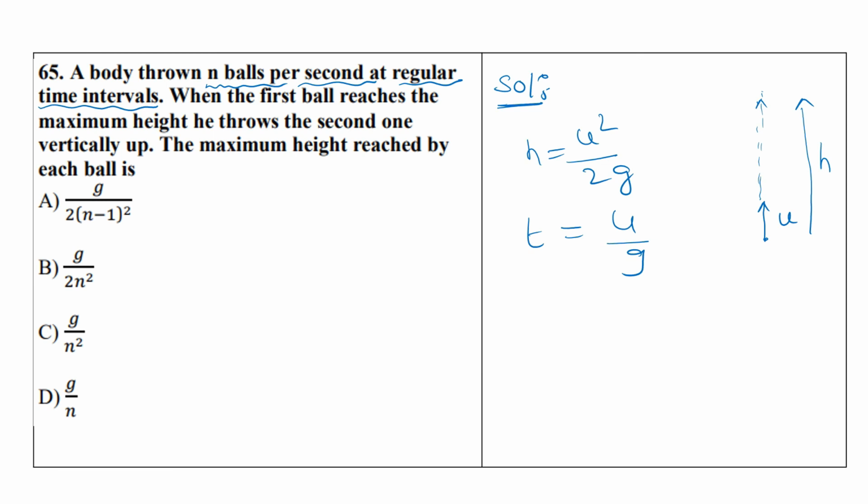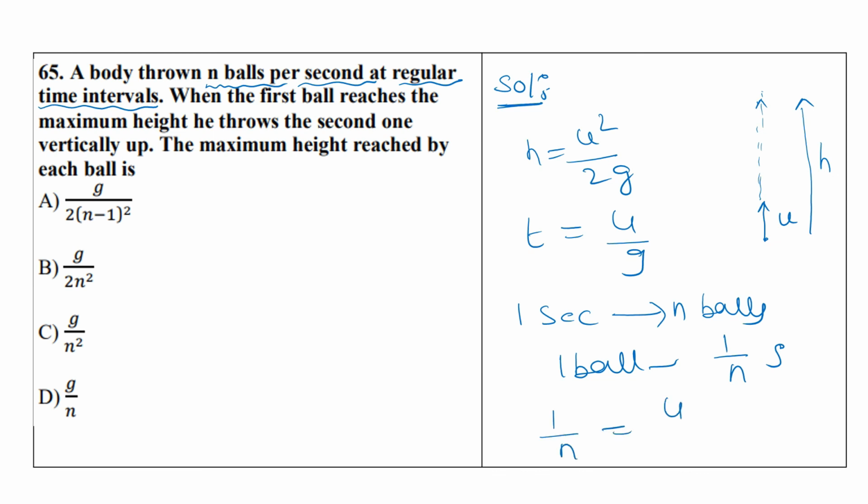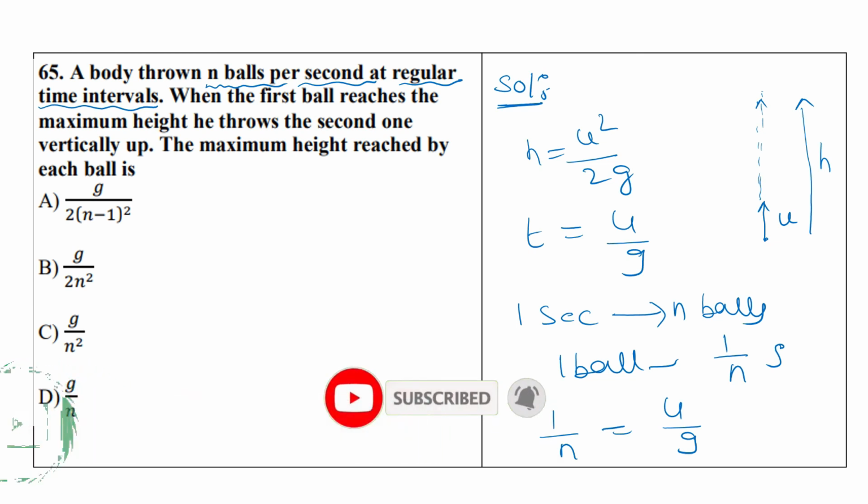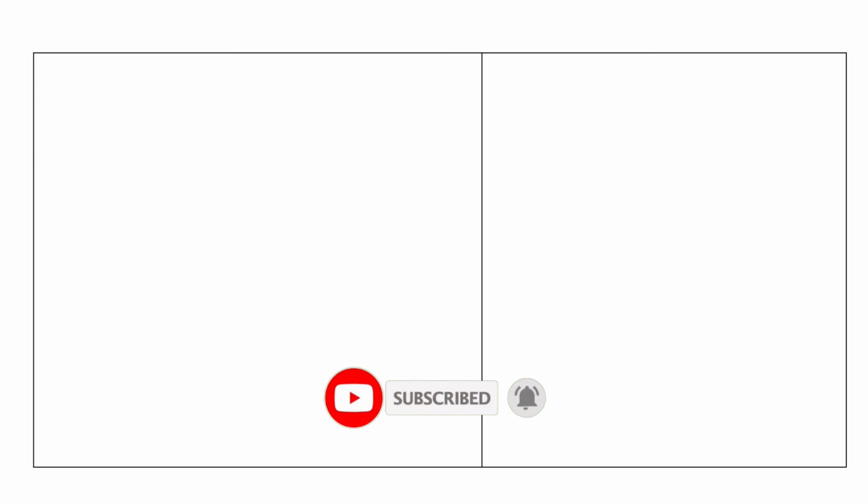So for 1 second, n balls. For one ball, 1 by n seconds. So similarly 1 by n is equal to u by g. So from this we are writing u is equal to g by n. U is equal to g by n.